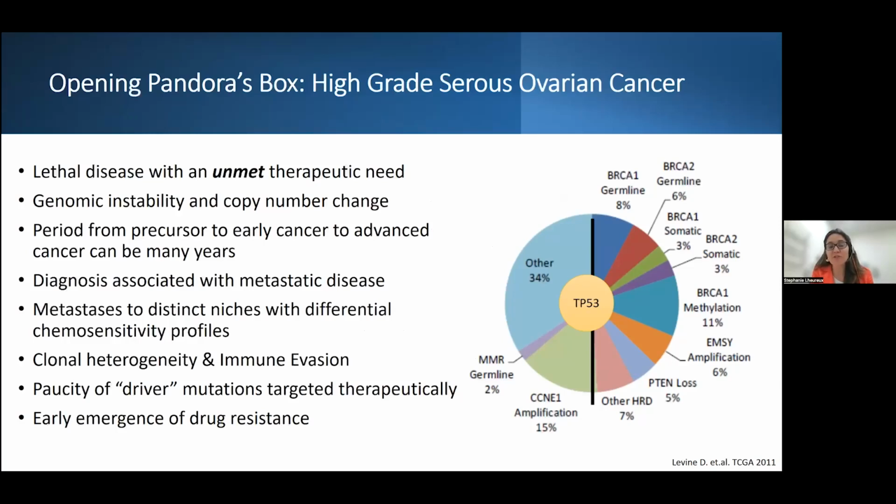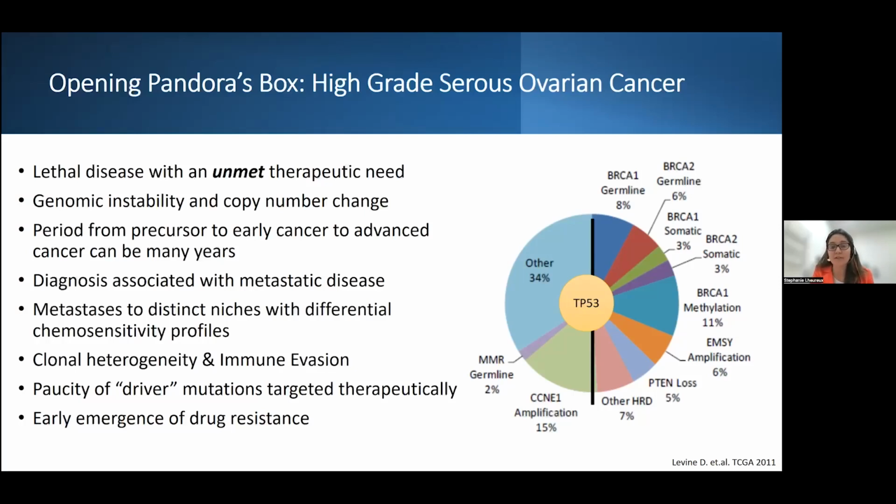It is usually characterized by genome instability and copy number change. We know that there's some precursor lesion that has been identified as STIC lesion that can be there for a few years before having this advanced cancer, which unfortunately is usually diagnosed at late stage with metastatic disease. We also know that there's some metastases that have distinct niche with different chemosensitivity profile. And it's also known to have some clonal heterogeneity and some immune evasion.